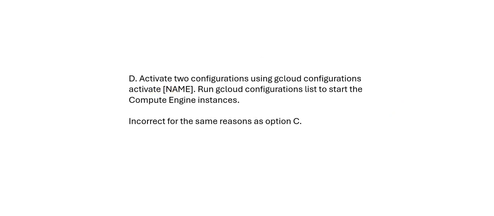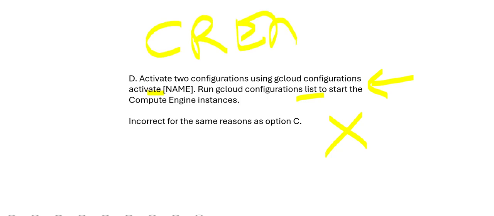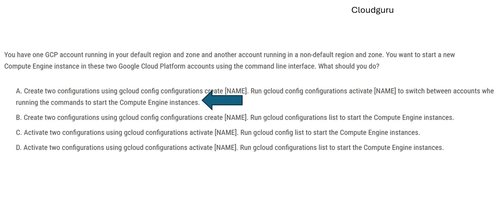The other option says activate two configurations using gcloud configurations. Again, they are activating it directly. They are not using create, and then they are trying to list the configuration. This will not work because you have to first create, and then you can activate. That is the basic rule. So option A is correct. We have explicitly explained why this option is correct, because you first have to create and then activate.